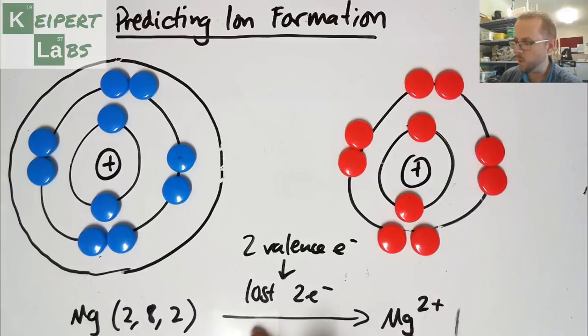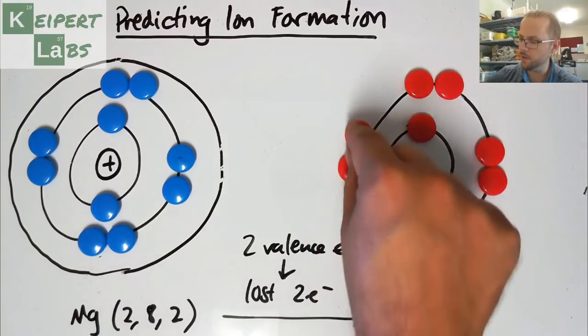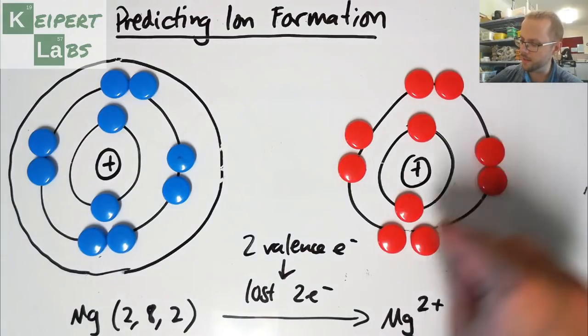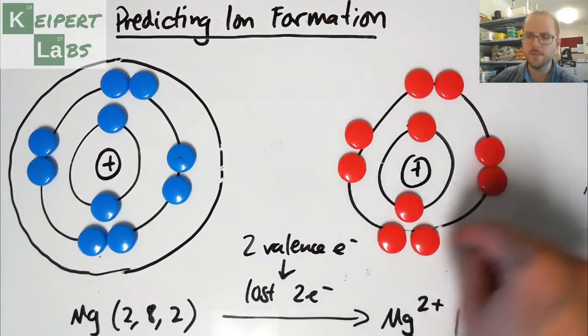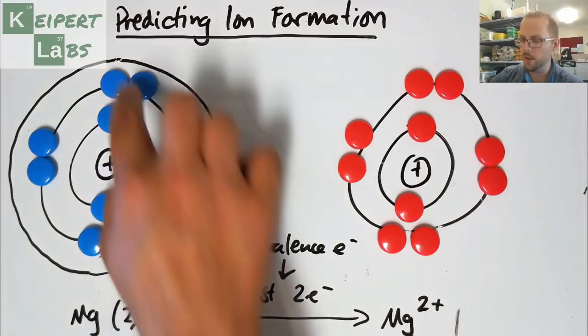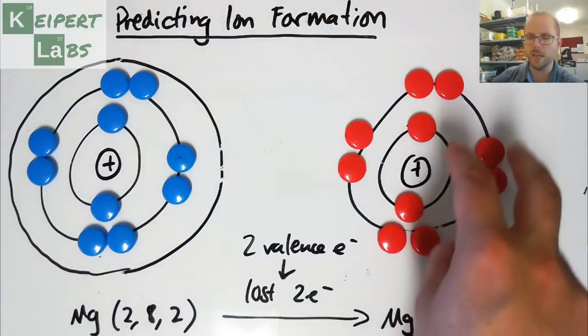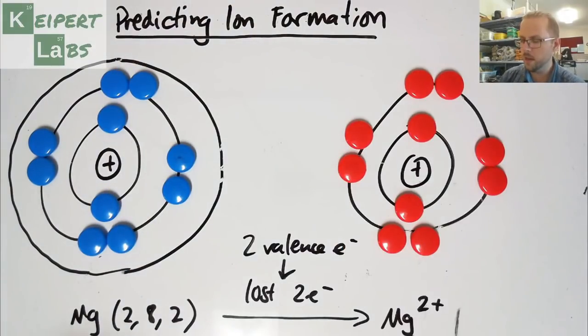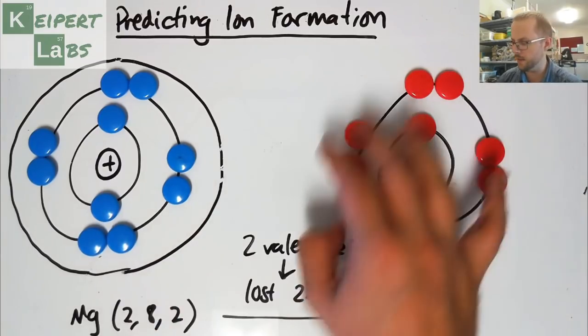Okay, so what we have now, you notice in each of these situations, is that this outer shell, this valence shell now, this highest energy shell here, is full. So we've lost 2 electrons in this case to make a full outer shell of the one inside. Sodium, we lost 1 electron to leave a full outer shell of the one inside.